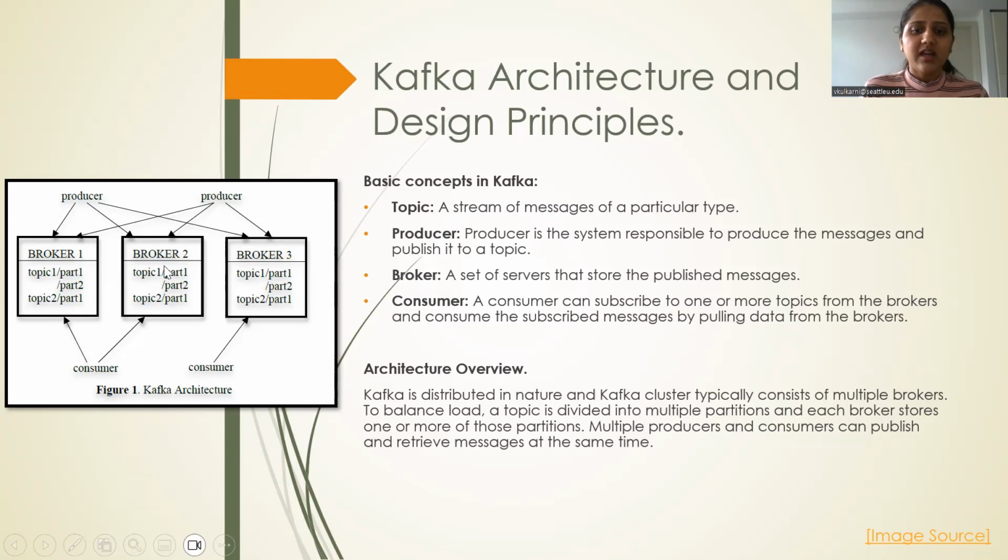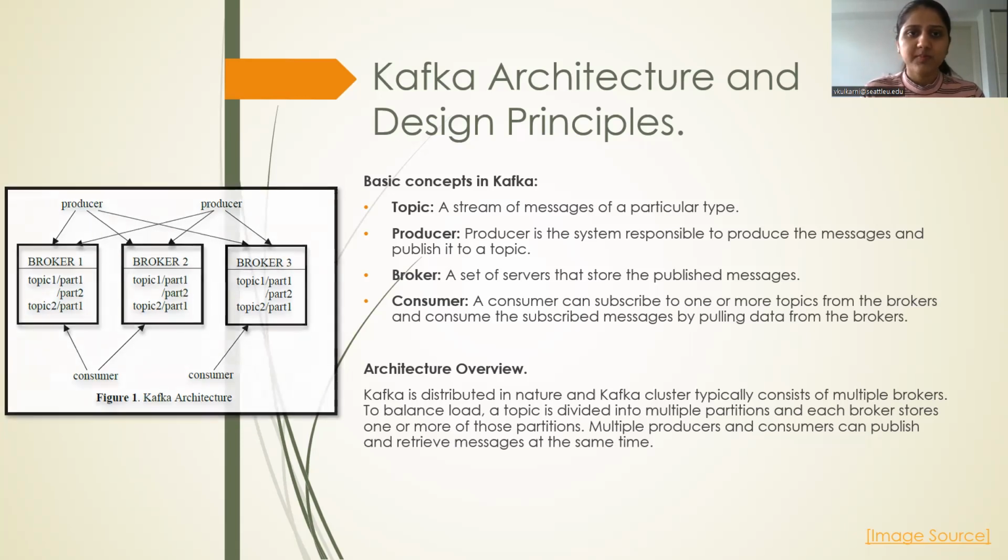So the overall architecture is that a Kafka cluster typically consists of multiple brokers, as you can see in the picture on the left, and the topics present on Kafka can be divided into multiple partitions, and these partitions can lie on different brokers. For example, topic 1 has partition 1 and 2. Partition 1 can be stored on broker 1, and partition 2 can be stored on broker 3. Topic 2 can also have multiple partitions, and different partitions can be stored across different brokers. The consumers subscribe to the topics and consume data from these brokers.